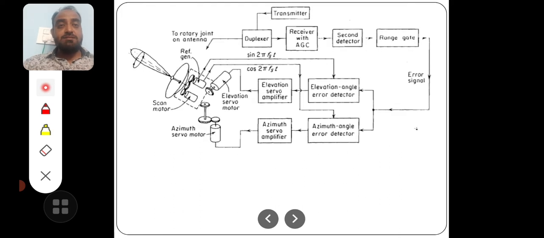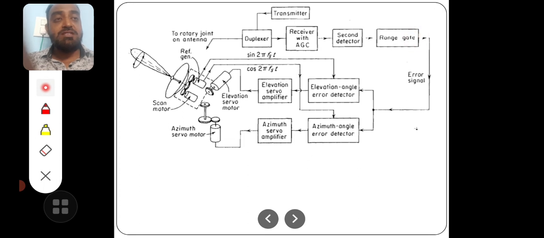If you see this diagram, you will clearly understand that this is the duplexer. The duplexer is connected with two blocks. One is the transmitter block and the other one is the receiver block. This we have seen in the case of pulse radar, which isolates the transmitter and receiver using a duplexer. Now the received signal will pass through the second detector and range gate error.